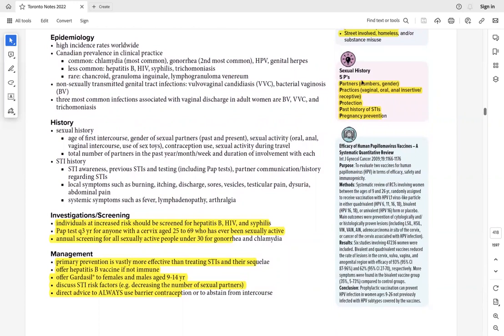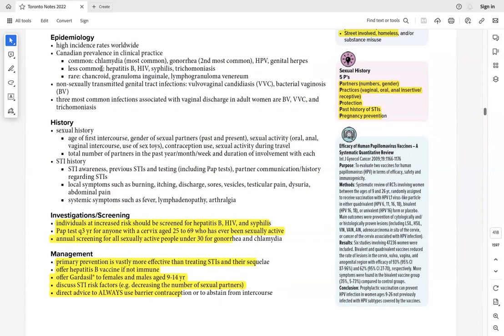What history are we going to take in a sexual history? Number of partners, and is it male or female? Practices, what type of sex do they practice? Do they use any protection or not? Then family history of STIs, and we have to counsel them on pregnancy prevention. If a sex worker comes to you with an STI, we will counsel her on protection and on pregnancy prevention. So all these things have to be addressed.